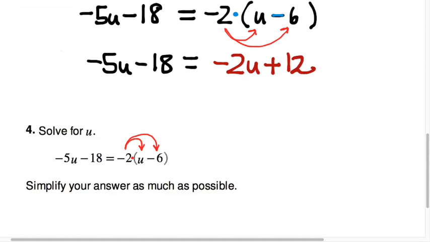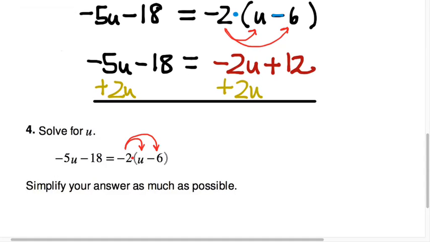Perfect. So what we'll do is we'll add. If I add 2u to the right-hand side of this equation, how many u's are going to be left on the right-hand side? None, which is great. That leaves us back where we started. But if I do it to one side, I'm going to need to do it to the other side also. And when I add negative 5u plus 2u, how many u's do I end up with? Negative 3.